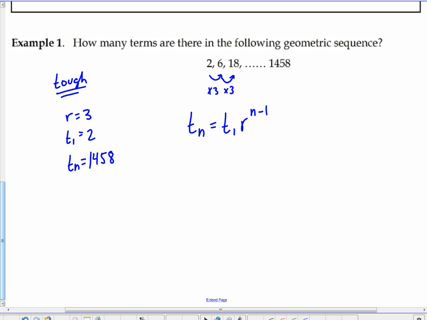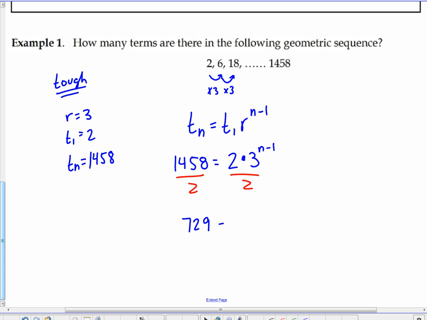So what do we know? T of n, last term. We know our first term, 2. Common ratio? 3 to the power of n minus 1. Because of BEDMAS, we cannot combine the 2 times 3 because of the exponent. So what do we have to do? Divide by 2. So we start by dividing by 2, and that gives you 729.